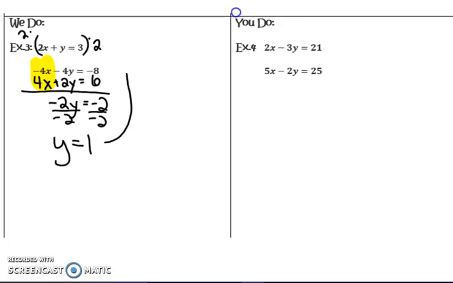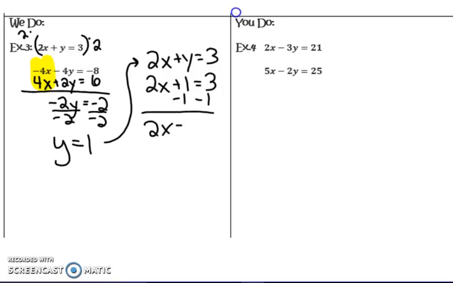From here, we need to plug it back in. And again, it doesn't matter which of the equations you use. I'm going to use the first one, 2x plus y equals 3. Well, y is equal to 1. And substituting it back in, I'm now going to subtract 1 on both sides. 2x equals 2. Well, dividing by 2 gives me x is equal to 1. So my final answer is 1, 1.